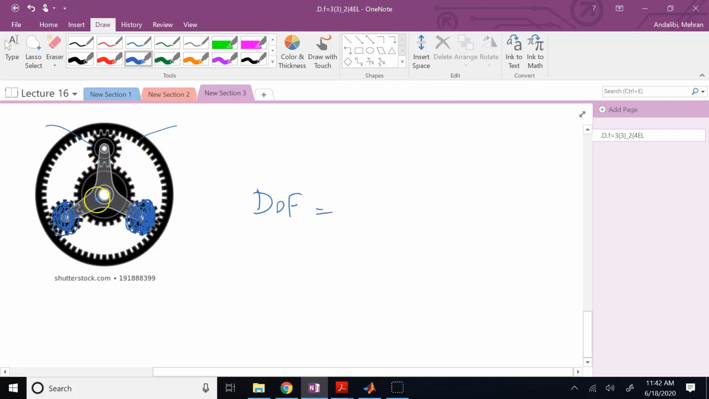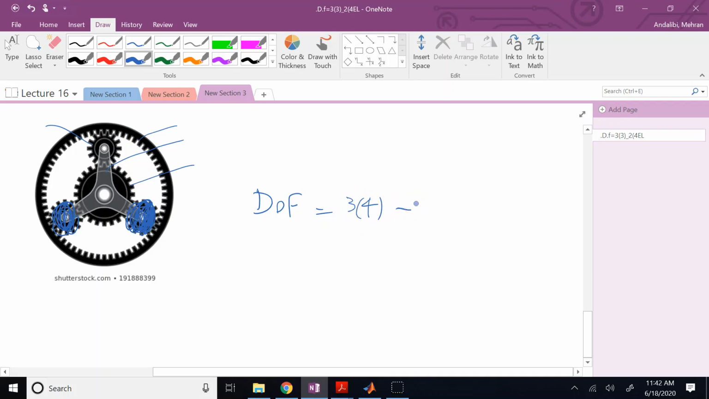this right-hand shape, like the Benz company logo, and then the sun gear, right? So I have four rigid bodies: the sun gear, the planet arm, the planet, and the ring. And so my degree of freedom is going to be 3 times 4, and then minus.